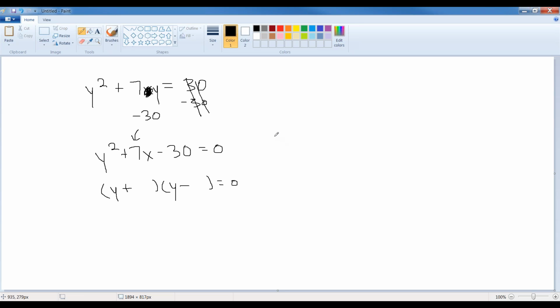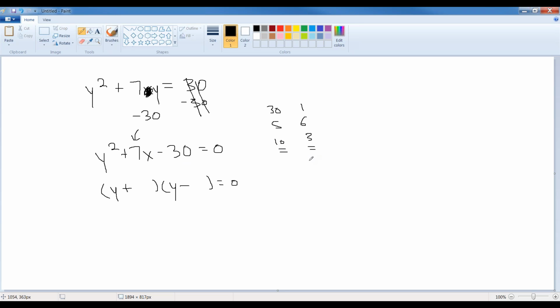If you look at the factors of 30, you can have 30 and 1, you can have 5 and 6, you can have 10 and 3, and I think that's pretty much it. It may take a little trial and error. If you're not as familiar with it, it might take you a couple of minutes to think about what multiplies up to 30. But which of these adds up to 7? Well, the answer is 10 and 3.